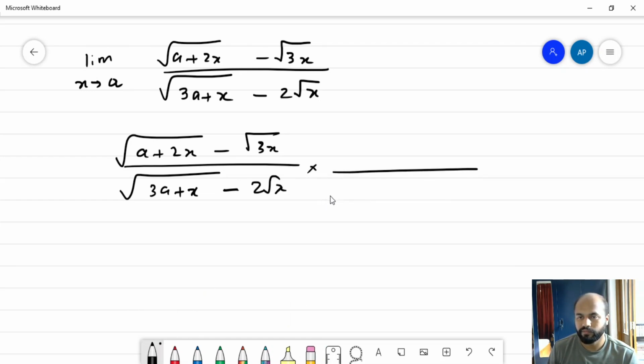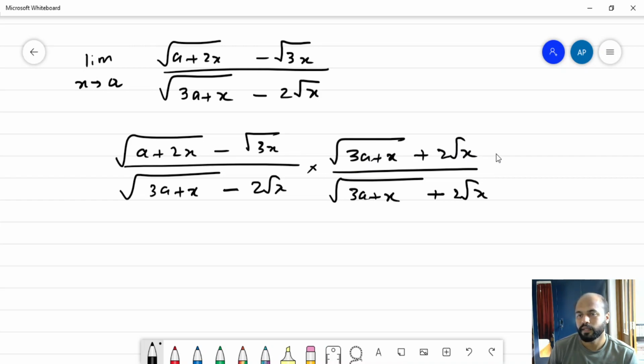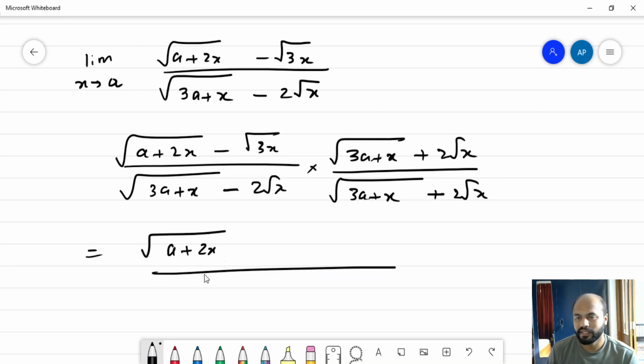At the bottom, we have to have this term 3a plus x plus 2 root x, and at the top we're going to have the same term, multiply and divide by the same term. Let's see what we get out of this. So when we multiply, we will get root over of a plus 2x first. Let us see at the bottom what we get.